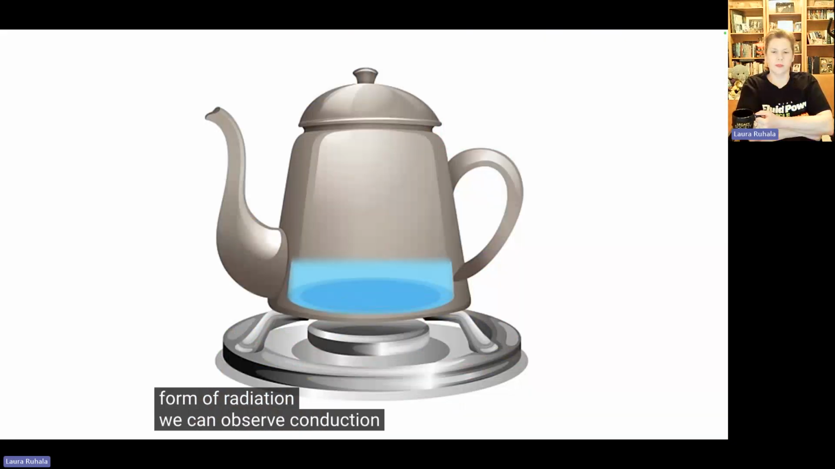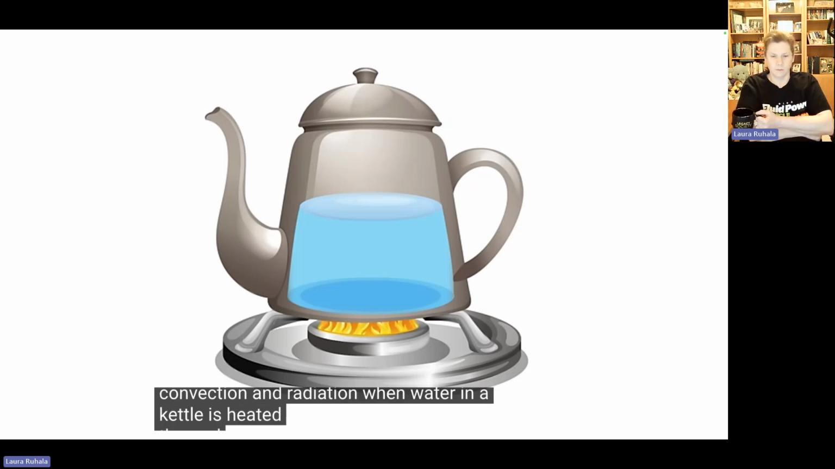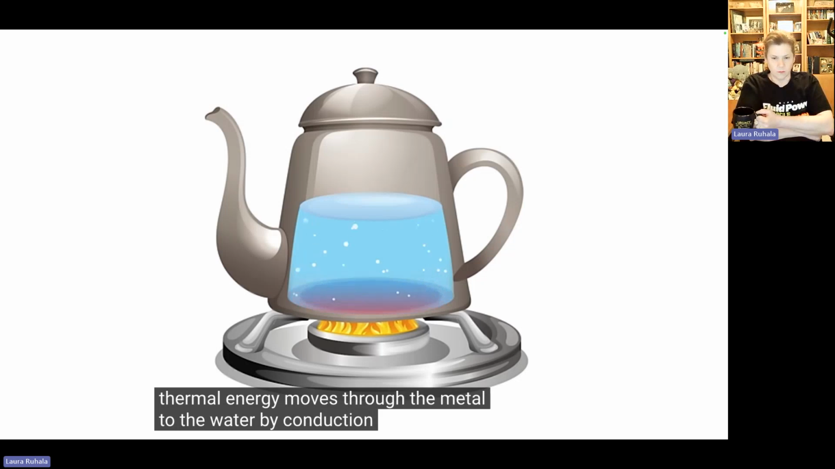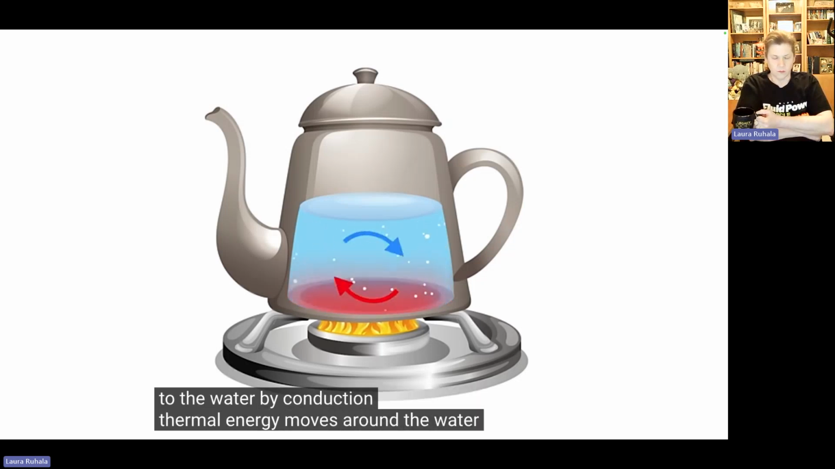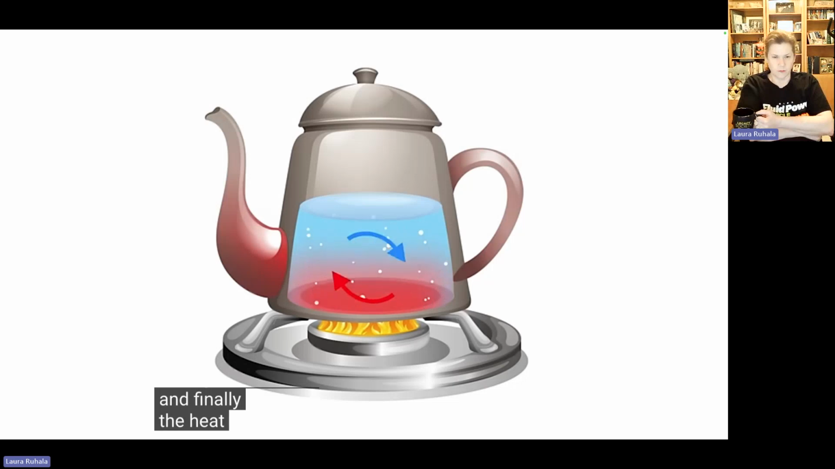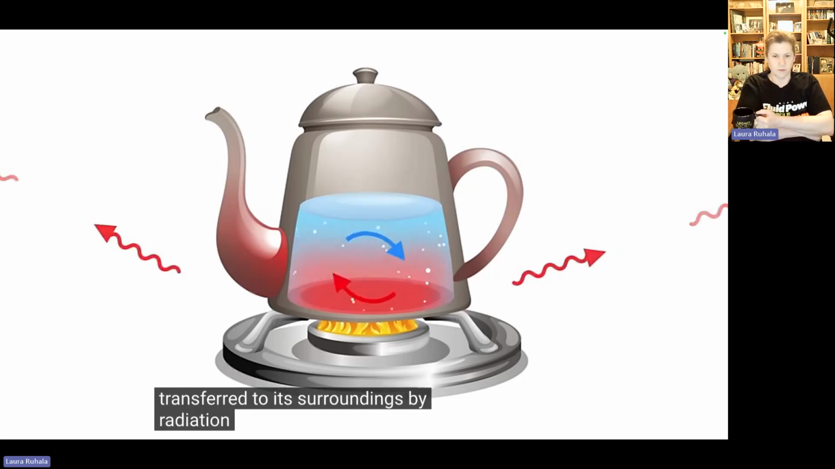We can observe conduction, convection, and radiation when water in a kettle is heated. Thermal energy moves through the metal to the water by conduction. Thermal energy moves around the water through convection. And finally, the heat leaves the kettle and is transferred to its surroundings by radiation.